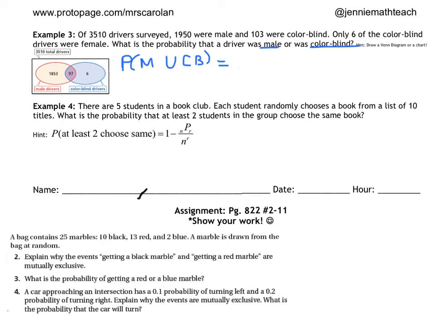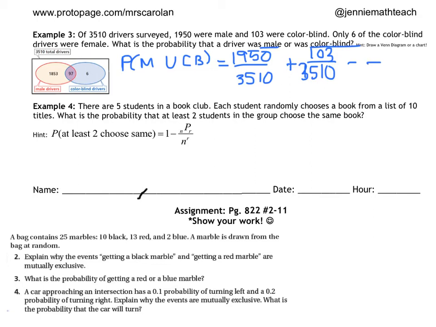Well, there were 1950 out of the 3510 people that were male. Now we need to add on the number of people who are colorblind, 103 of them out of the 3510 were colorblind. And now we need to subtract the people who were male and colorblind.